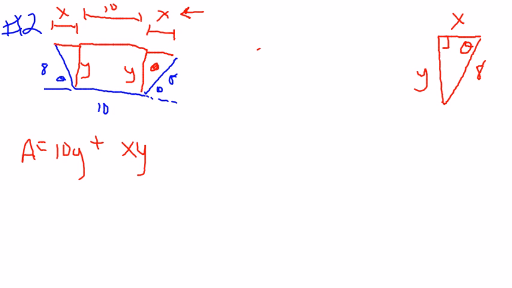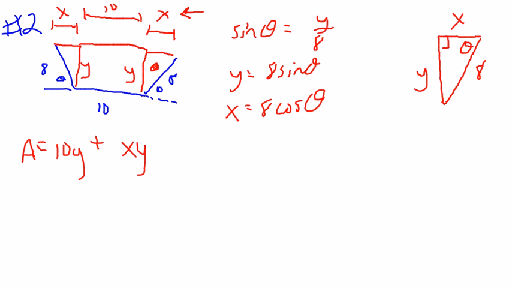So for y, I'm going to use sine. Sine of theta is equal to y over 8. That gives me y equals 8 sine theta. I do the same calculation for x, but with cosine. I get x equals 8 cosine theta. So now I'm going to take these and plug them in here. X is going to go in there, then y is going to go in here, x is going to go in there, and then y is also going to go in here.